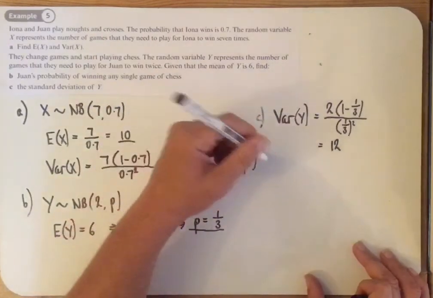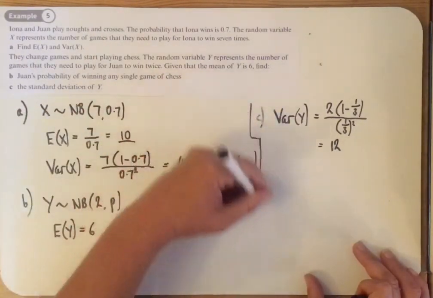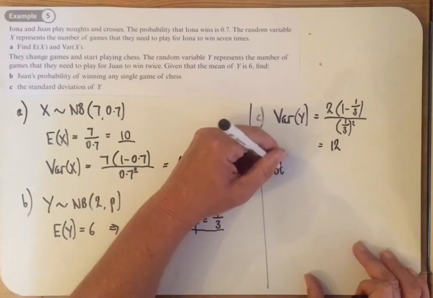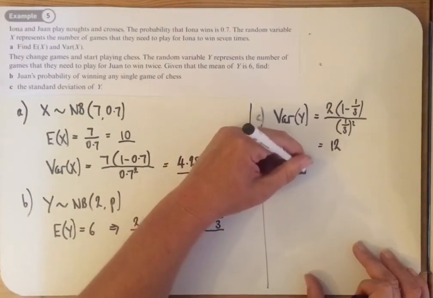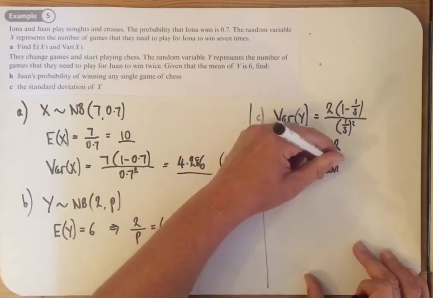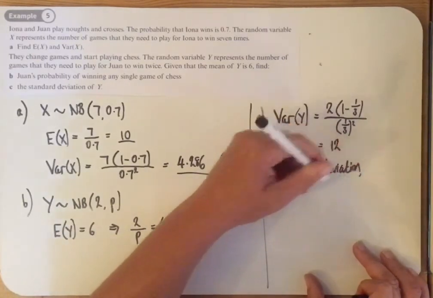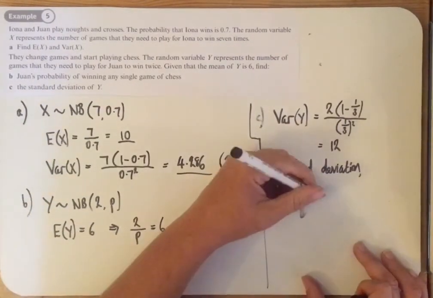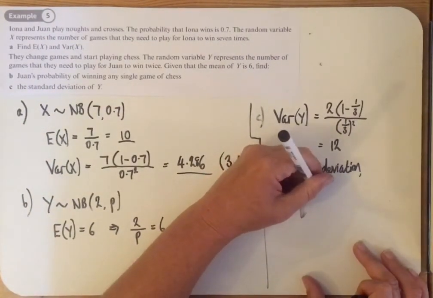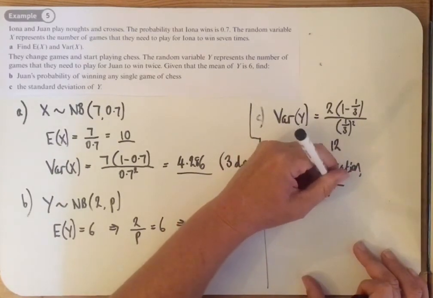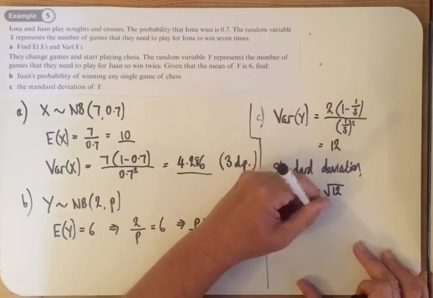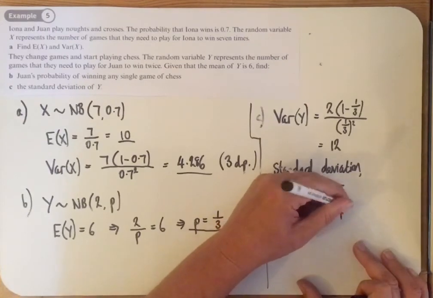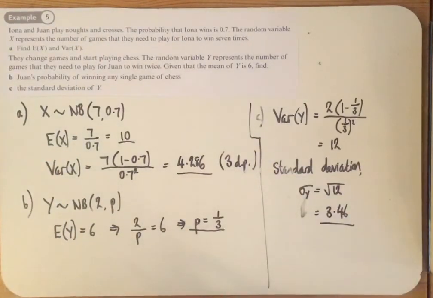And so standard deviation, just to remind you, you can use sigma for that, with a subscript Y, which is capital Y, is equal to the square root of 12, which is 3.46. So there's nothing too complicated going on there, it's just bringing in those formulae into some questions.